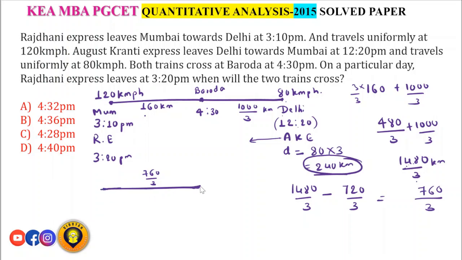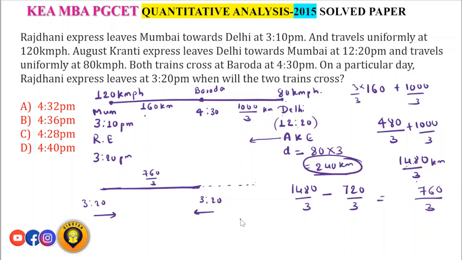At this time, here the time is 3:20 and here also the time is 3:20. Now both the trains are traveling towards each other. Got it? But until then only one train traveled, that is August Kranti Express. But now both the trains are traveling, so now you can apply the relative speed concept. At what time will these two trains cross each other?